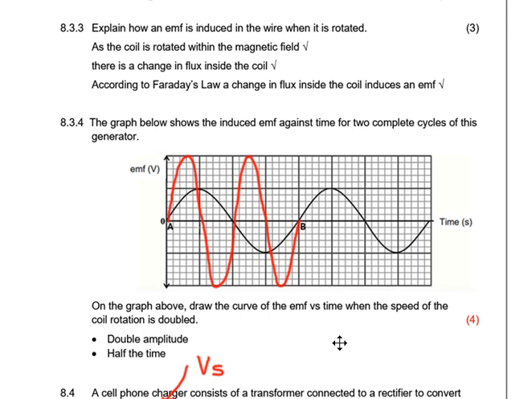Remember, if you're affecting the speed, it not only affects the EMF, it also affects the time. So if you are just changing the number of turns, but it's at the same speed, then the time would be the same, and then we would just make it higher. The amplitude of the wave would be higher.